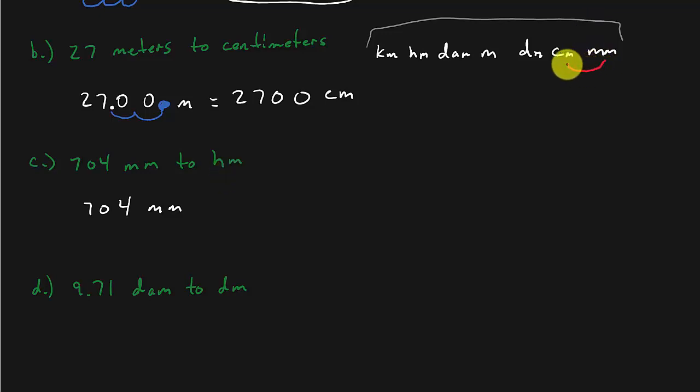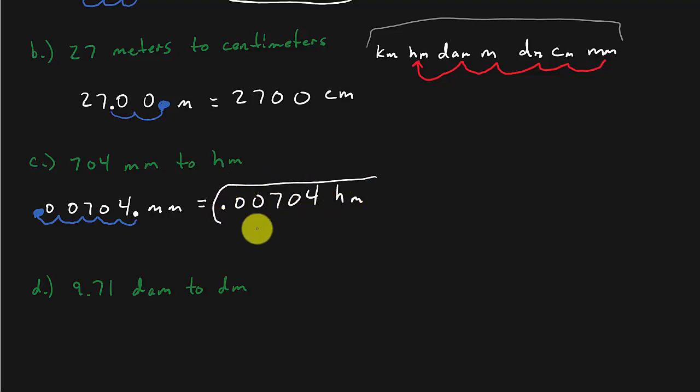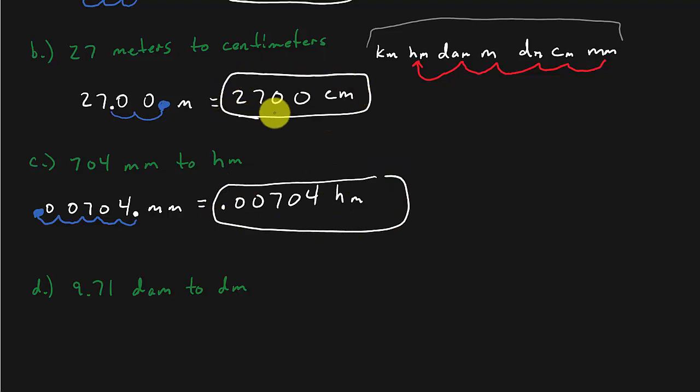So I've got to go 1, 2, 3, 4, 5. So I've got to move 5 places to the left. So let's do that. There's not a decimal, so it's understood to be to the right of the last digit. And so we're going to go 1, 2, 3, 4, 5. And so we would need to add in the zeros there. And so this is equal to 0.00704 hectometers. And this would be your answer. Let me circle that answer too.